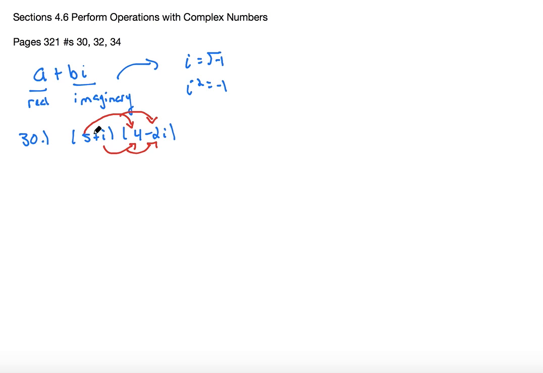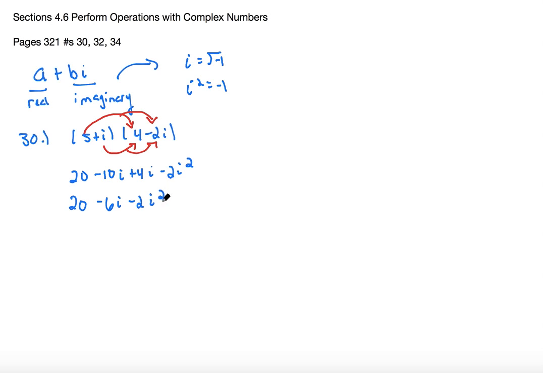So doing so, 5 times 4, we get 20. 5 times -2i, we get minus 10i. i times 4, we get positive 4i. And then i times -2i, we get -2i squared. Next step, we need to combine like terms. So we have 20 minus 6i minus 2i squared.